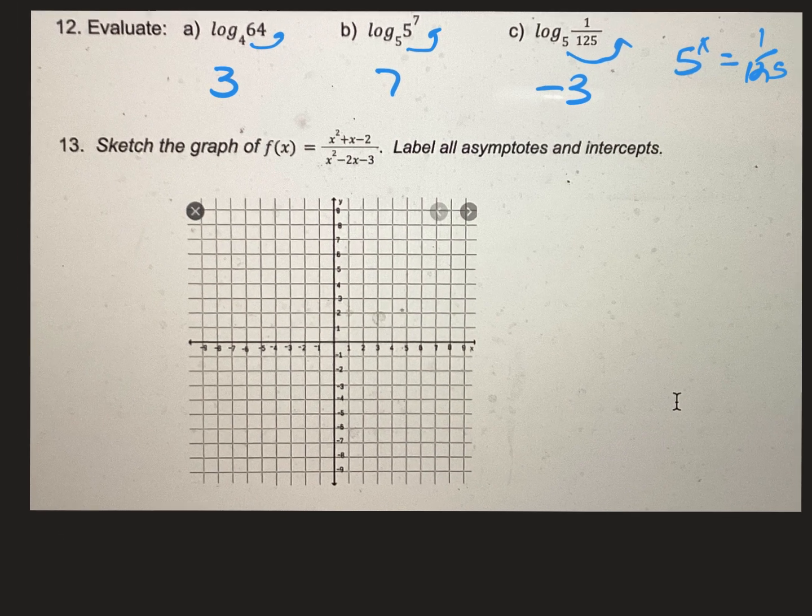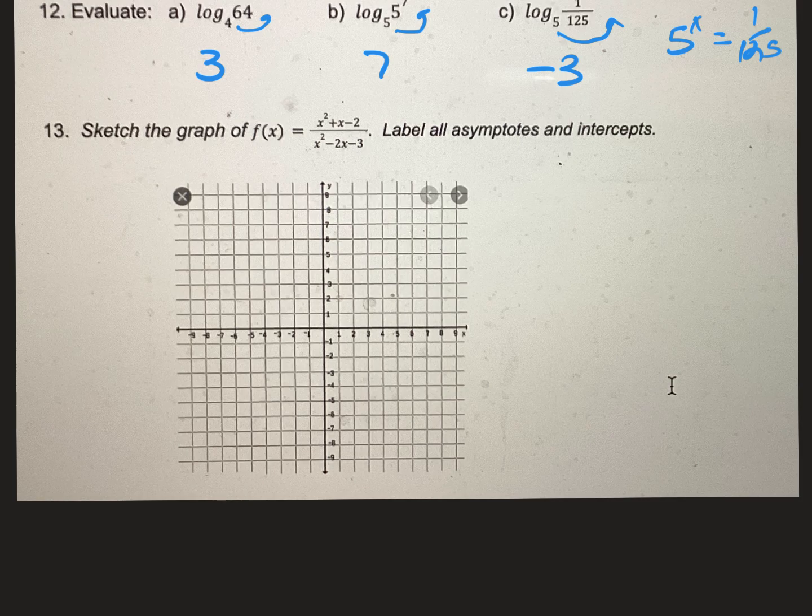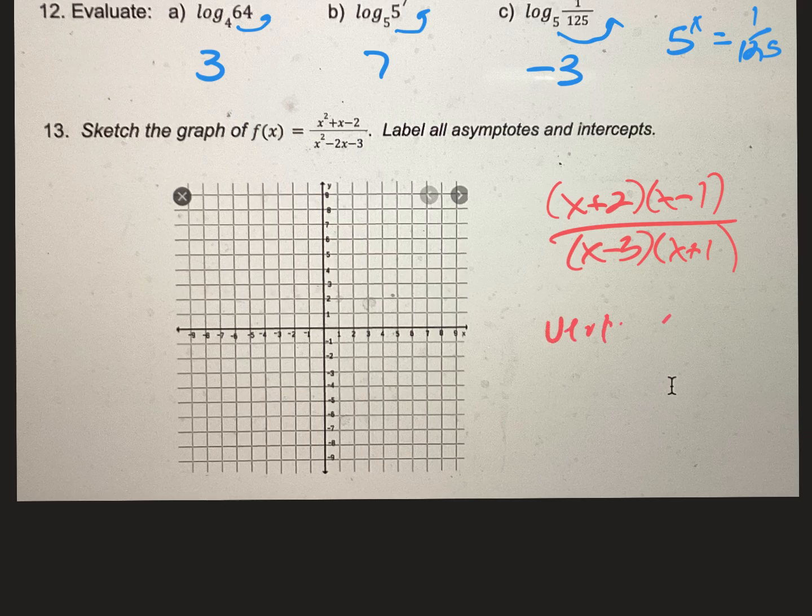And 13, sketch this graph. Before I do that, I'm going to factor the top and the bottom. I get x plus 2 over x minus 1 in the numerator. My denominator is x minus 3 over x plus 1. So for my vertical asymptotes, I have 2 of them, 3 and negative 1. My horizontal asymptote, I'm looking at y equals 1 because leading over leading.